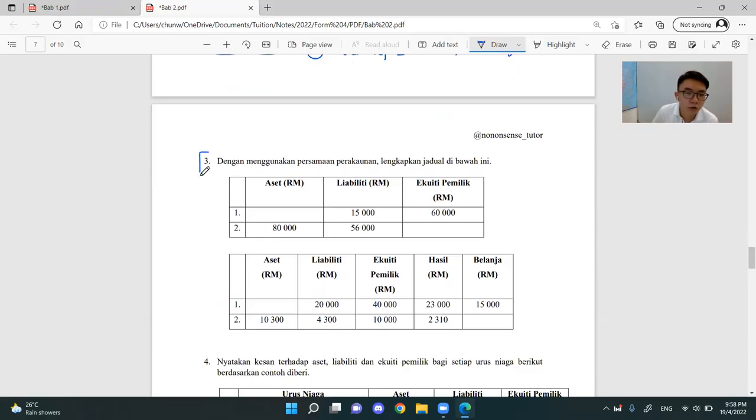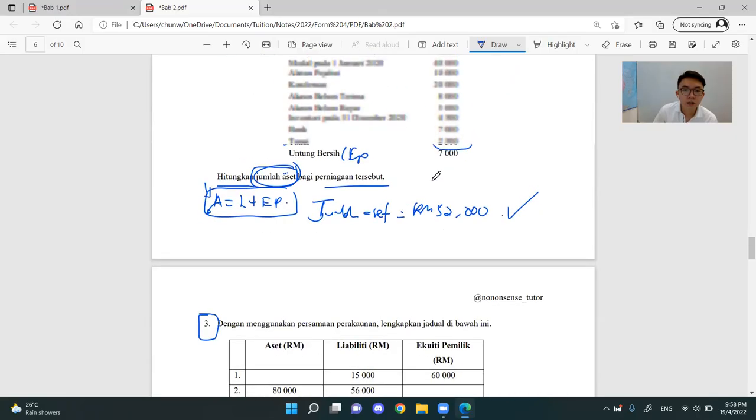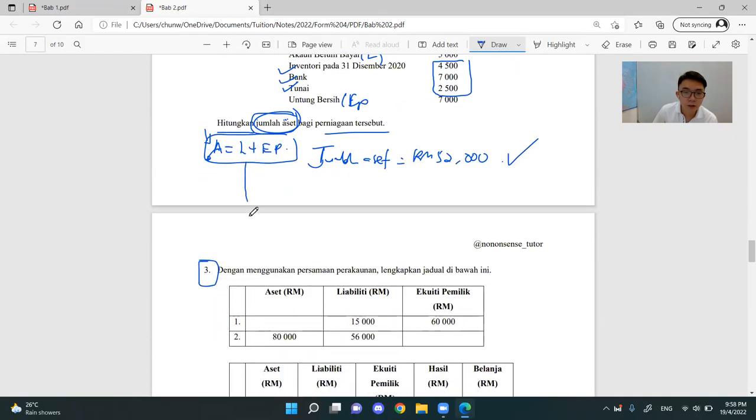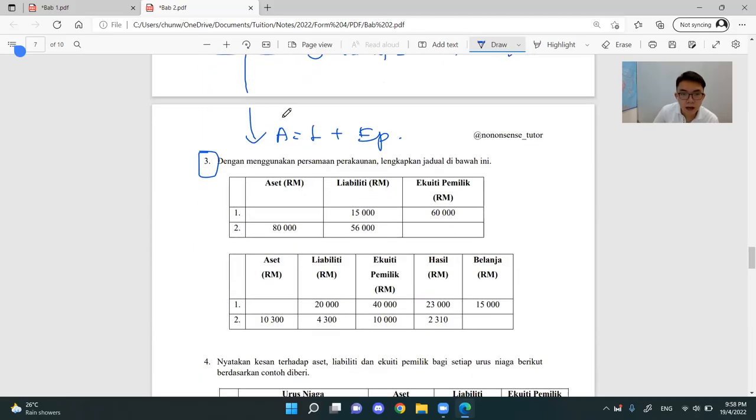Okay, now, question three. More calculation. So how do you do this question three? This is the time where we apply this formula: Asset equals to liability plus equity per mille. Now, number one, we're going to find asset because this is unknown. The liability and equity per mille are already given. So you just add up. And how much do you get? 75,000. Yes. See?